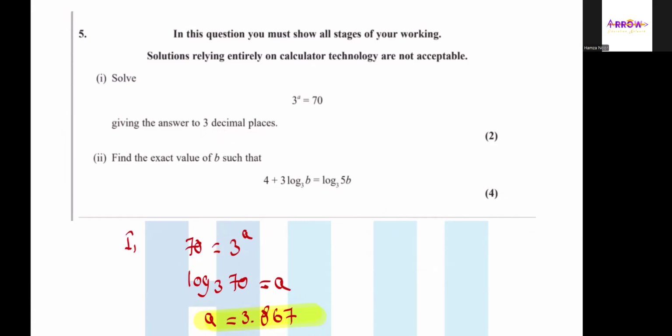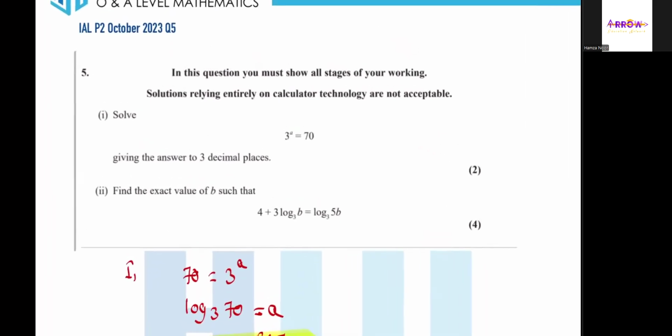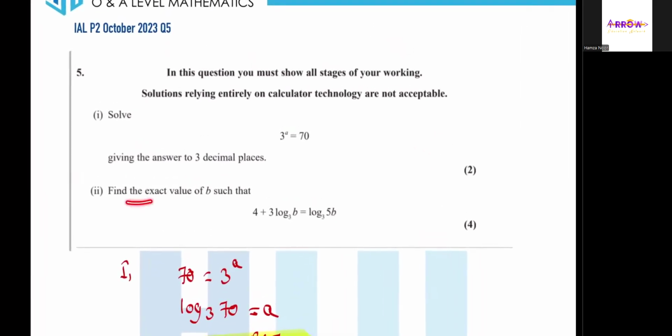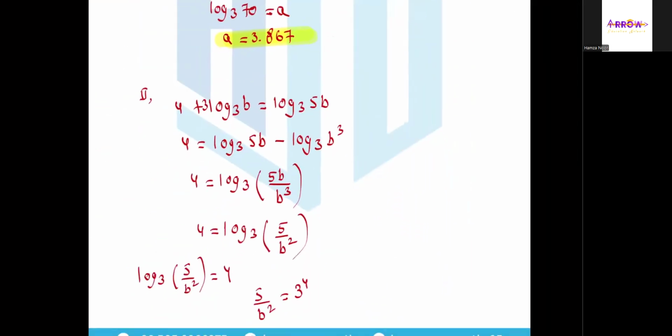Okay, so straightforward, this working is enough to give you full 2 marks. Now in part 2, it is asked to find the exact value of b such that 4 plus 3 times log with base 3 argument b is equal to log with base 3 argument 5b. Here I have mentioned the working.